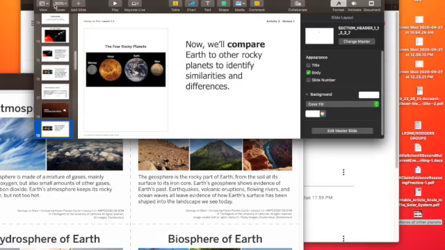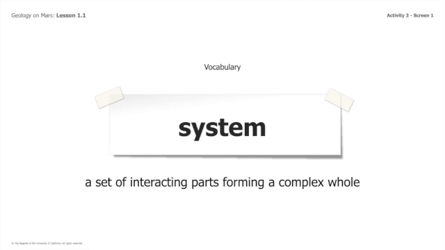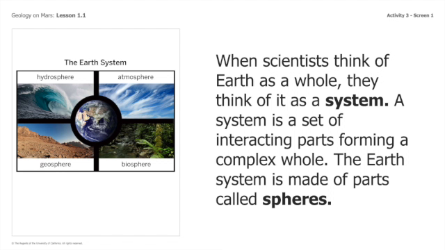Now let's go back. System, a set of interacting parts forming a complex whole. Now, I introduced the words hydrosphere, atmosphere, geosphere, and biosphere as systems on Earth. Hydro means water, so hydrosphere has to do with all the liquid water on our planet.